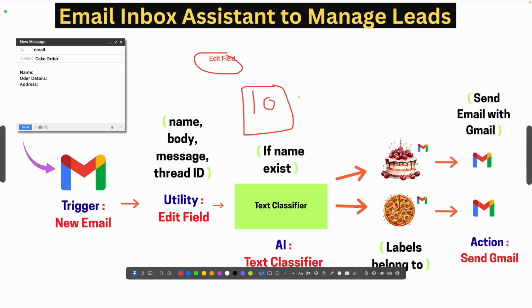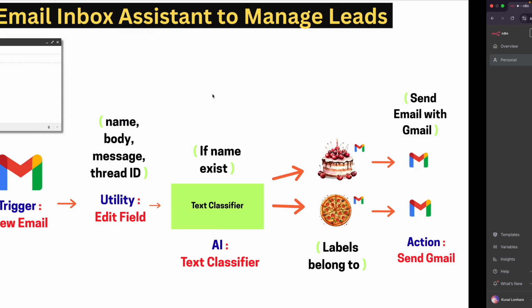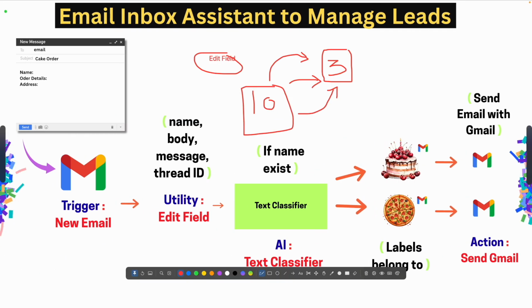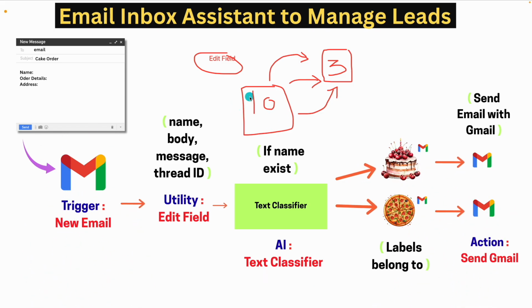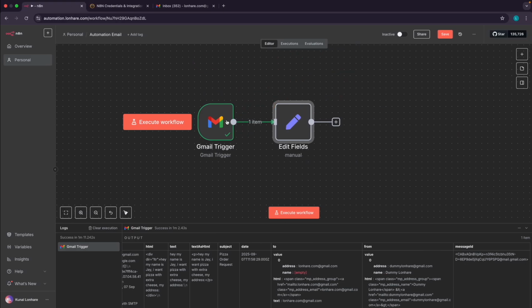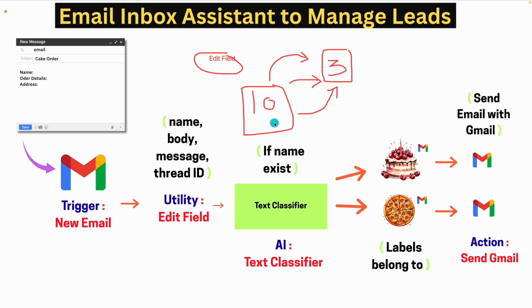So sometimes what happens is that we, let's say, only want 3 data. Out of 10 data we only want 3 data. So what we do is that we use edit field. So in edit field, we say that out of this total data, we only want 3 data, which we are going to use in our automation. So we avoid having too much data, and this is what edit field is all about.